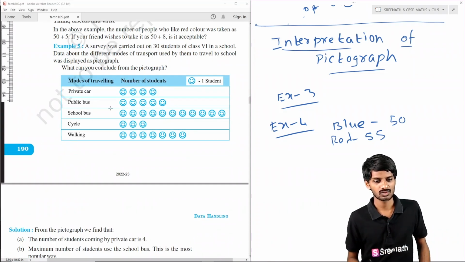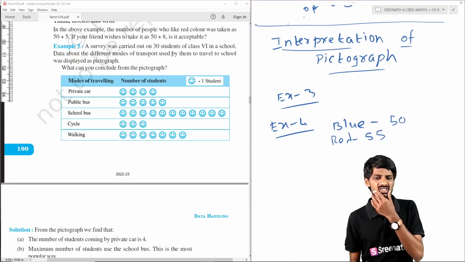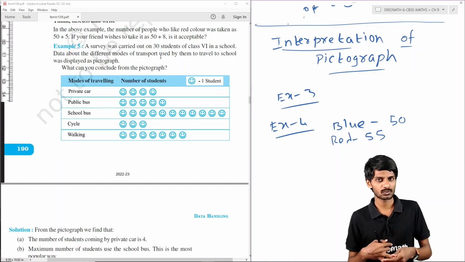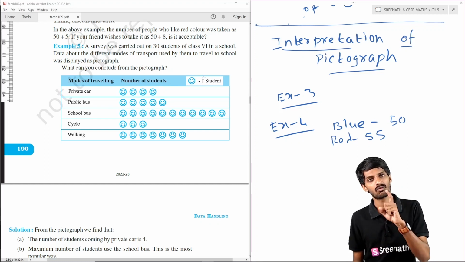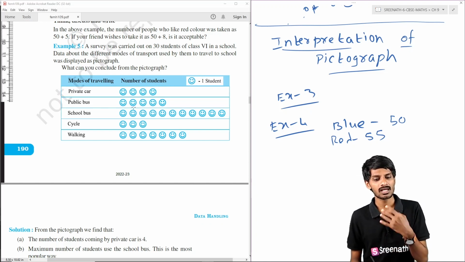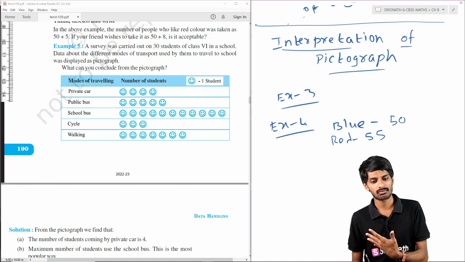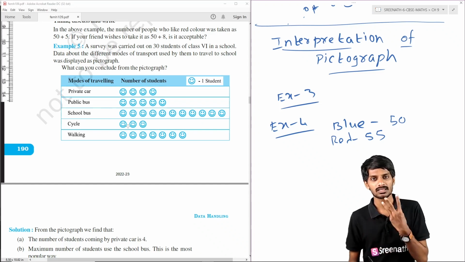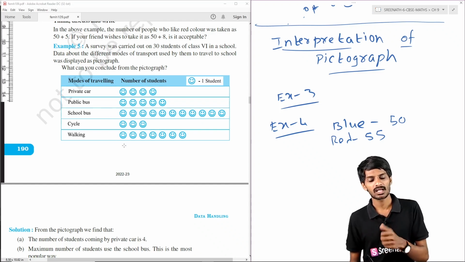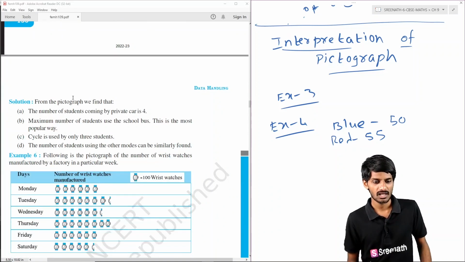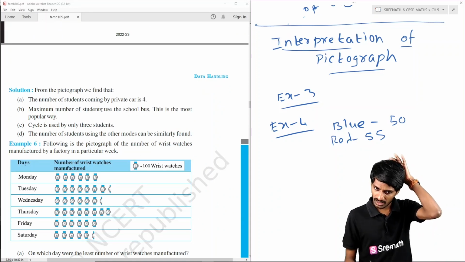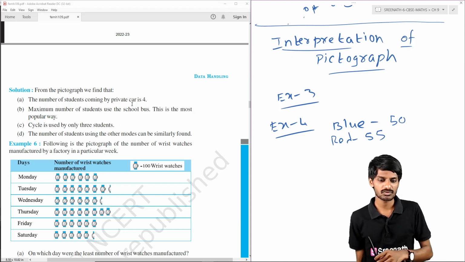So next thing, there is also a survey, students, carried out by 30 students. What is the mode of transport of the 30 students? If you see, each emoji smiley represents one student. So here there are 4 emojis, 4 students coming by private car, 5 coming by public bus, 11 coming by school bus, 3 coming by cycle, and 7 coming walking. From the pictograph, we learned that the number of students coming by private car is 4. The maximum number of students use the school bus. This is the most popular way.